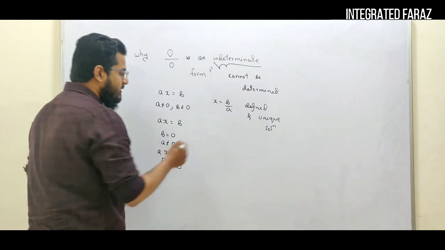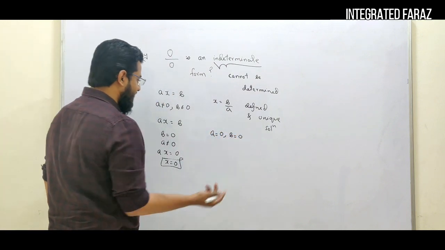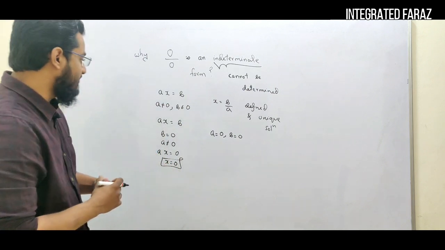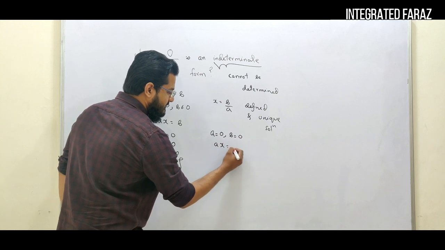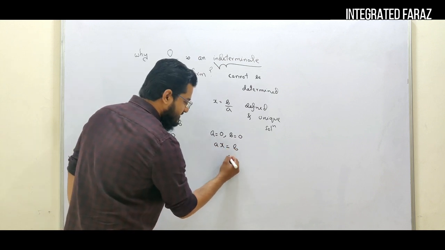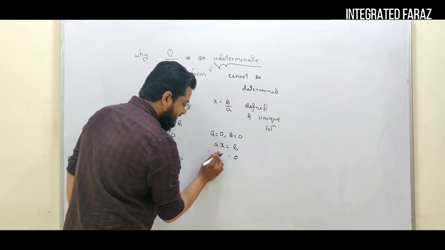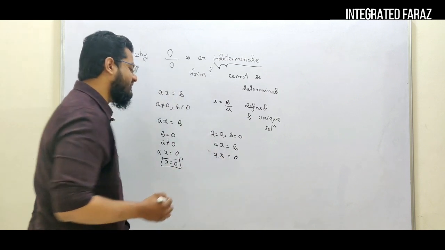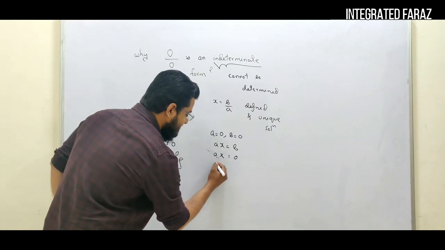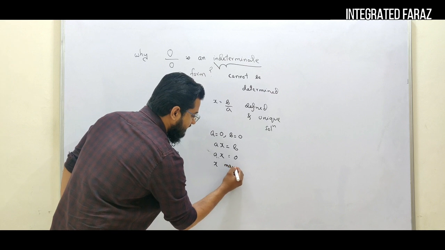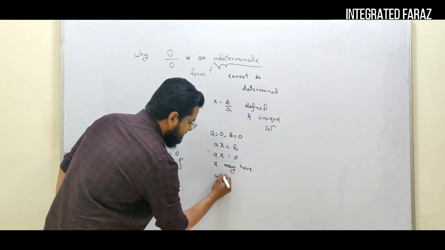But what if I say a equal to 0 and b equal to 0? Now analyze. a equal to 0 and b equal to 0. ax equal to b is the equation. b is also 0 and a is also 0. So tell me what will be the value of x. The solution for x is, x may have infinite solutions, infinite values.